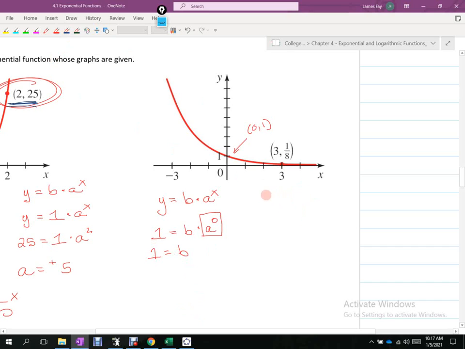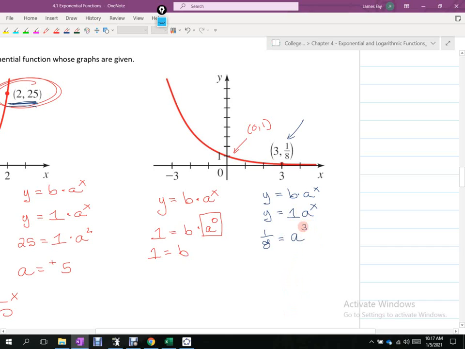Take that information, start over, replacing b with 1. And now I'm going to use this point. My y is 1/8, b is 1, a I don't know, but x is 3.